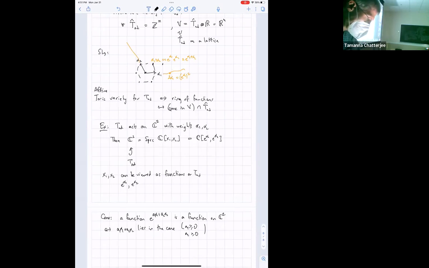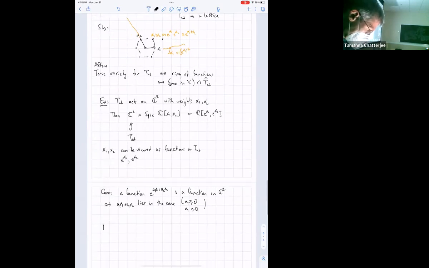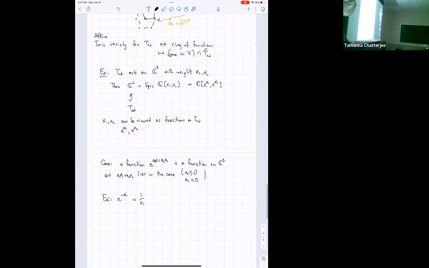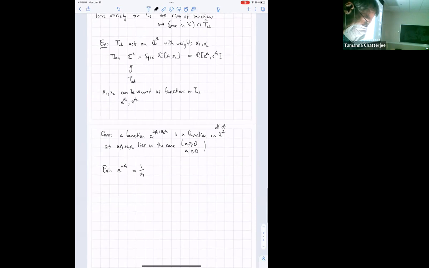And that makes sense because we see that e^(-α1) is 1 over x1. That's not a function on C2 because it's not defined on all of C2. It's not defined on the entire space. So when I say it's a function, I mean on all of C2.